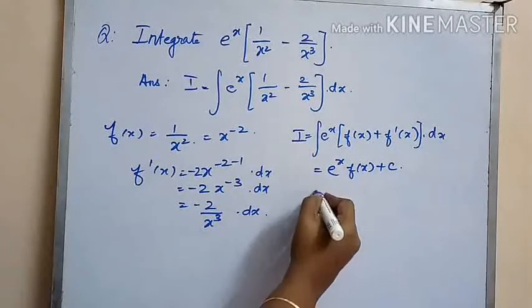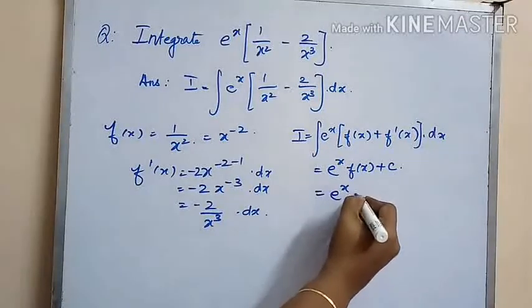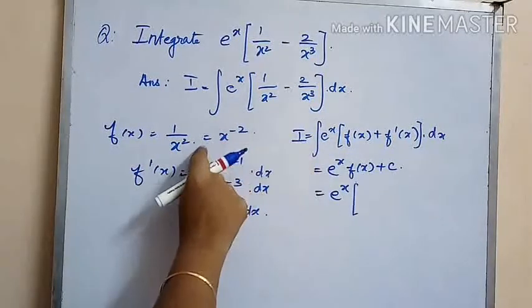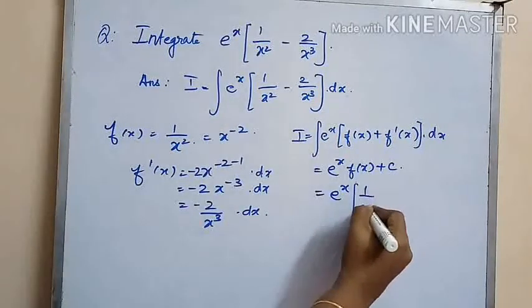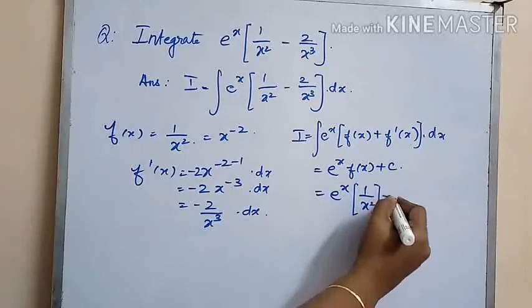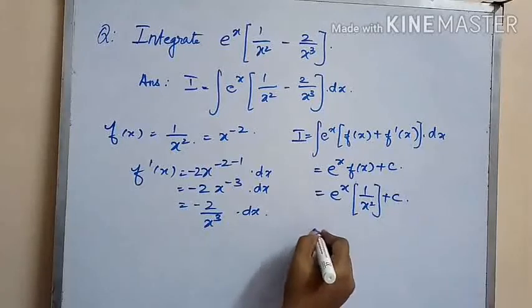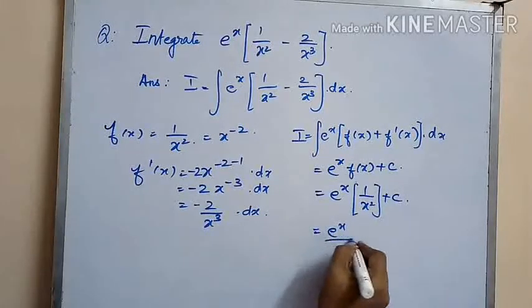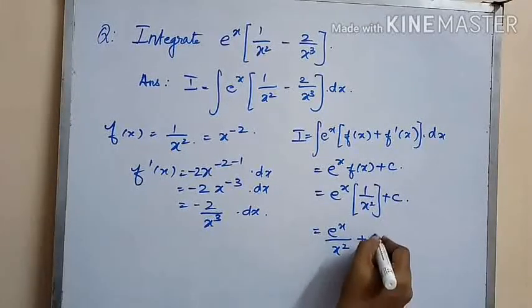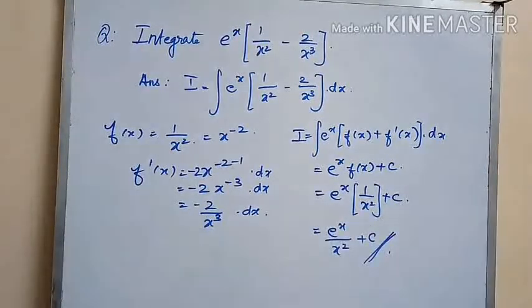So we get I is equal to e to the power of x into 1 by x squared, which is f of x, plus c, which can be written as e to the power of x by x squared plus c. So that's the final answer.